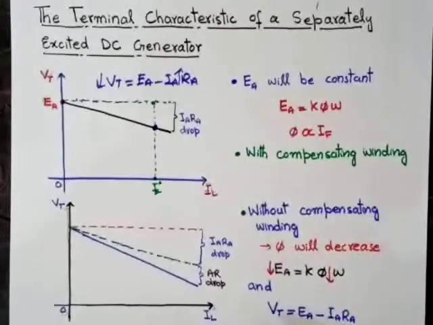As we know, Vt is equal to Ea minus Ia into Ra. When we connect the load, the armature current will increase, and due to armature reaction, the internal generated voltage will decrease if there is no compensating winding. So Ia will increase and the internal generated voltage will decrease. Due to this, the terminal voltage will decrease more rapidly.